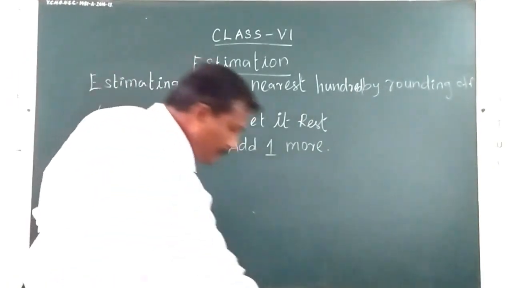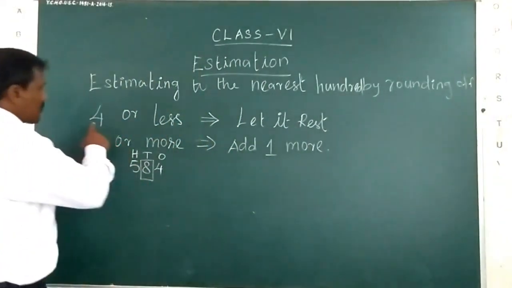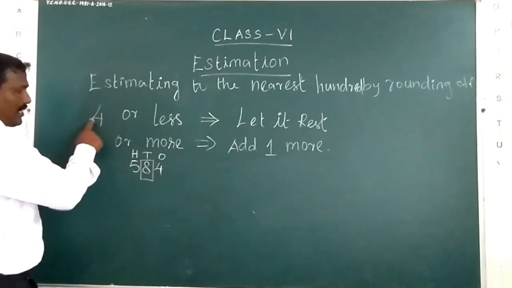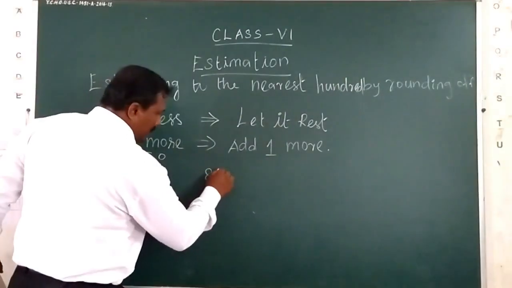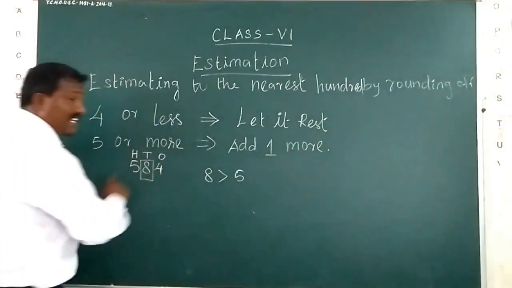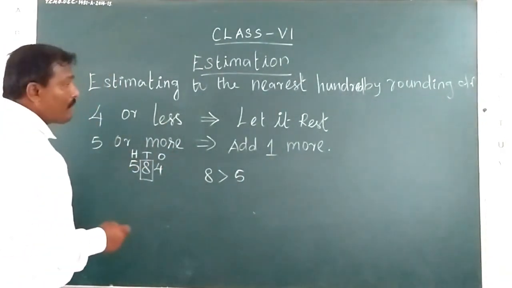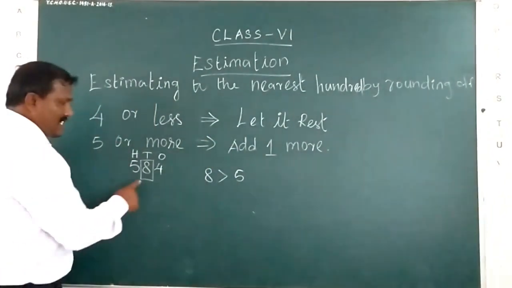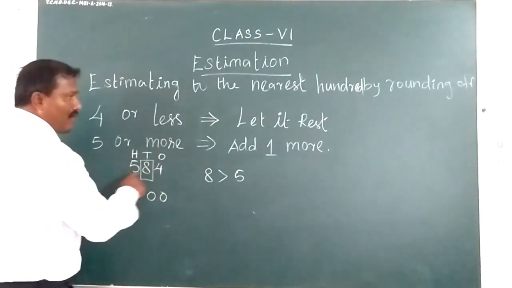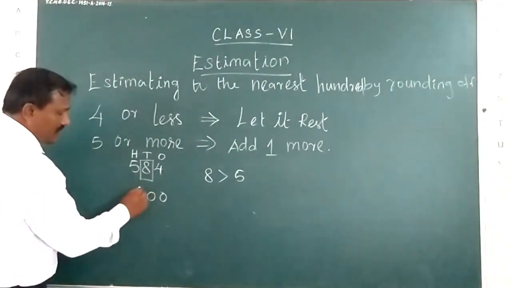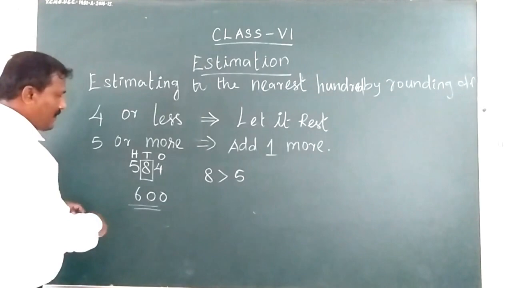Now I am going to compare with 5. So is it more than 5 or less than 5? First rule is 4 or less, second is 5 or more. If you compare to 5, it's greater than 5. So rule 2 is applicable. What's the rule? Add 1 more. So the tens place and ones place both are put 0. But we have to add 1 more to this one. So 5 plus 1, 6. So 600 is the answer. Okay. So let me take another example.